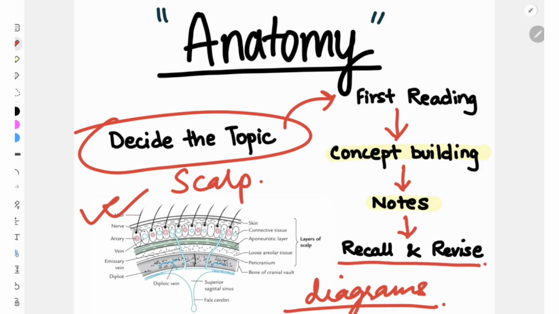Do not just make the notes and then forget about it, and do not recall and do not revise. It is not done like that. You have to keep on revising anatomy from time to time to keep things fresh in your mind.